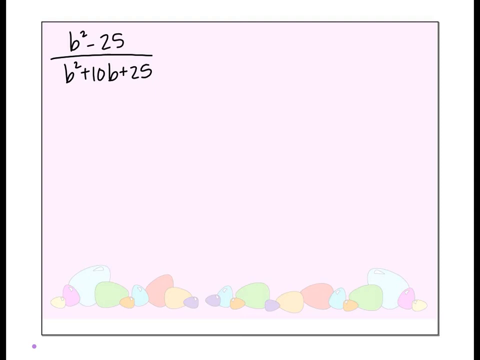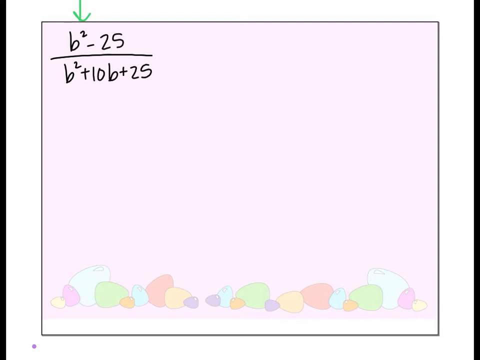Okay, we have 2 examples to go, so keep chugging along with me. Alright, so in the top part I have b squared minus 25. No GCF, but because I have a squared up top, right there, I am going to try to diamond and box this one. It's actually a special case that we talked about a while ago. It's a difference of 2 squares. So if you remember that, go ahead and fill it in if you remember.